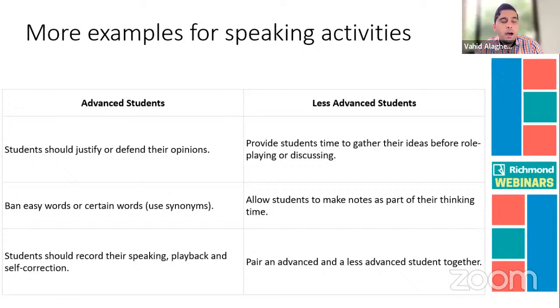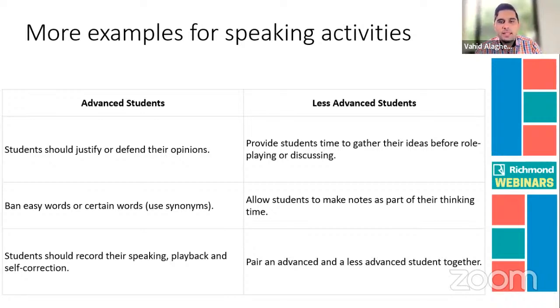And for the students who are at a better level, we can ban easy words. For example, they cannot use A1 or A2 words, or they cannot use specific synonyms or certain words while they are speaking. So in this case, they need to optimize their vocabulary list.